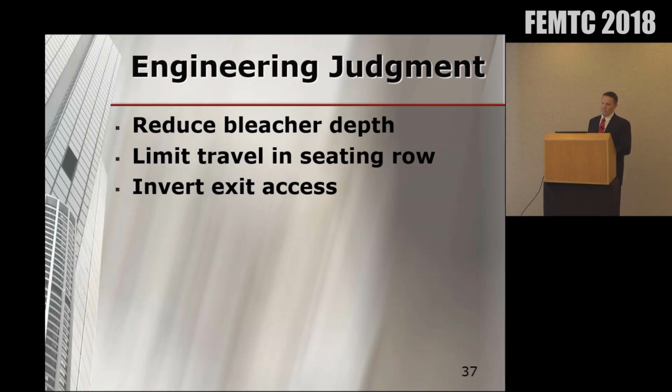So how do we justify that? Well, it requires engineering judgment. We're reducing the depth of the bleachers, which is increasing the aisle width, or the row width. And we're limiting the travel in a seating row. And with the case of those channelizing barriers, we're, in a sense, inverting the exit access so that those occupants seated near the exits on the sides are not using those, they're traveling to the back.